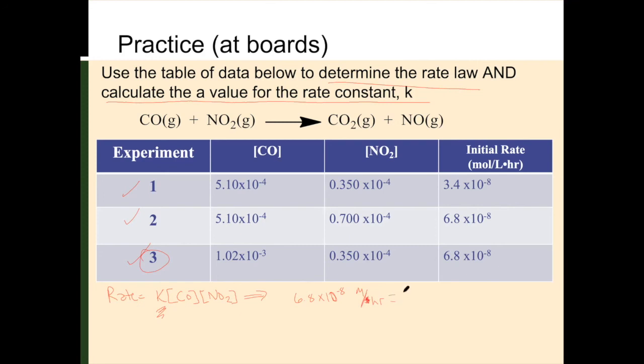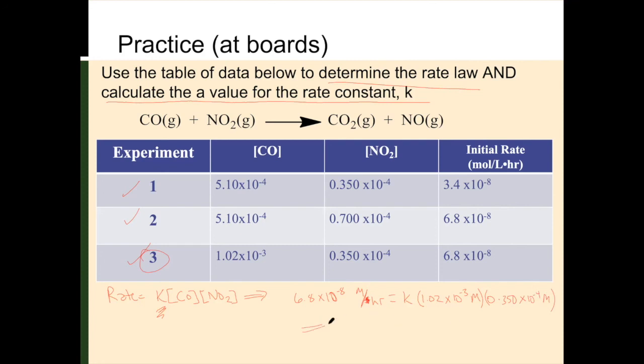And so the rate in experiment 3 is 6.8 times 10 to the minus 8 molar per hour, sorry. And that's equal to the rate constant times the concentration of carbon monoxide, which is 1.02 times 10 to the minus 3, and that's in units of molarity. And the concentration of NO2 is 0.350 times 10 to the minus 4. Once again, units of molarity.